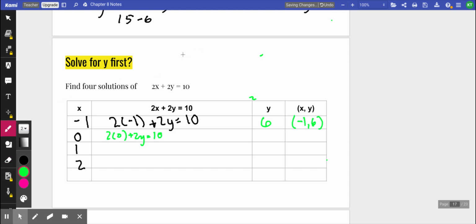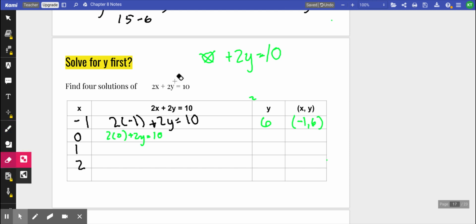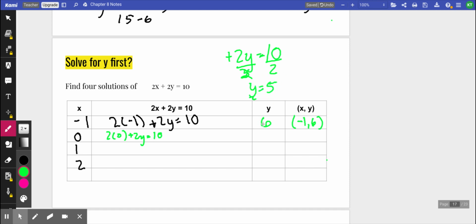And I'm going to write that back out. So 2 times 0 is 0, right? So that just cancels. Plus 2y equals 10, right? I could subtract 0 from both sides, but it's just 0, so it's really not affecting my problem. So 2 times something equals 10, right? I should divide by 2, get y equals 5.